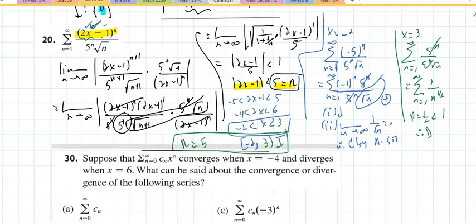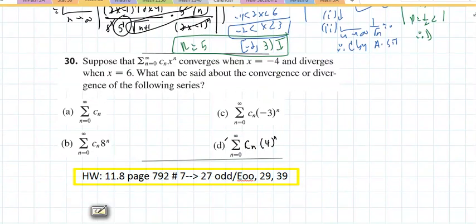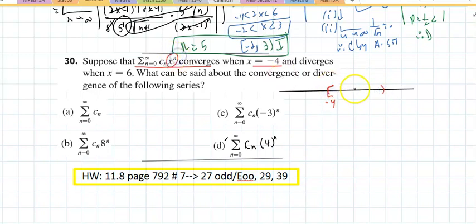Alright, one more problem to go. Let's think about this for a minute. So I think of those just like we did domain back in the days, ages ago. Suppose that this series converges when x equals 4, negative 4. Well, if they said negative 4, they included negative 4. That means this is centered at 0, right? So they must have tested negative 4 and 4.